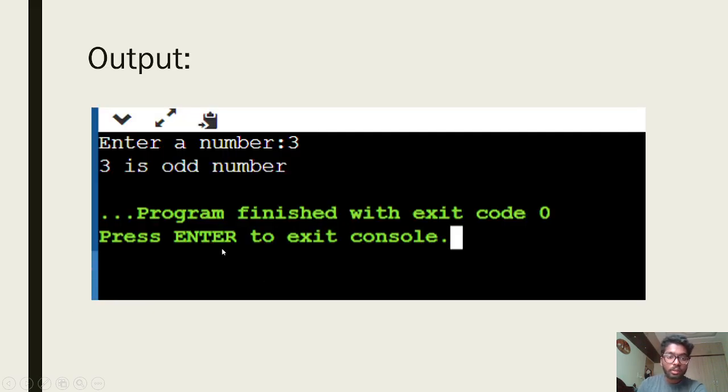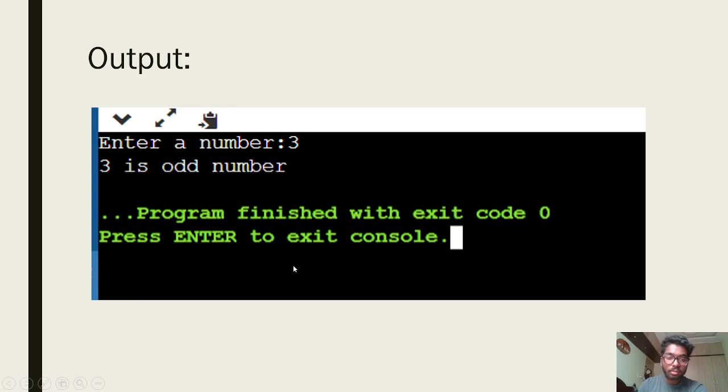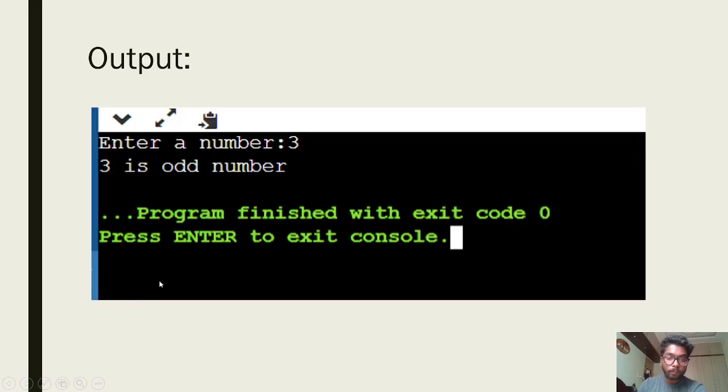So the output is given here. I have entered the number 3 and 3 is not an even number, so the if condition is not getting satisfied, so it's going to the next statement and the number is given as odd. You can see here 3 modulus 2 is not equal to 0, so it's not going to execute the true statement. It's going to execute the false statement, that is the number is odd.